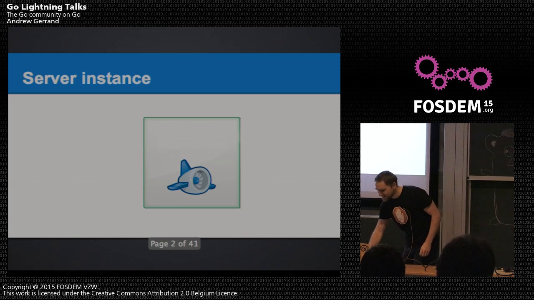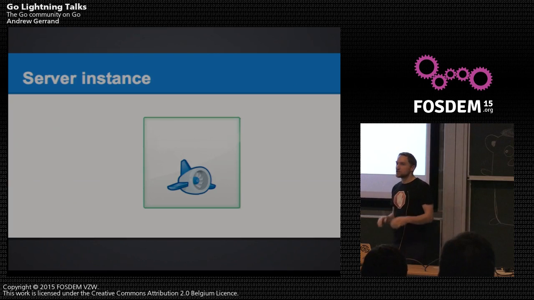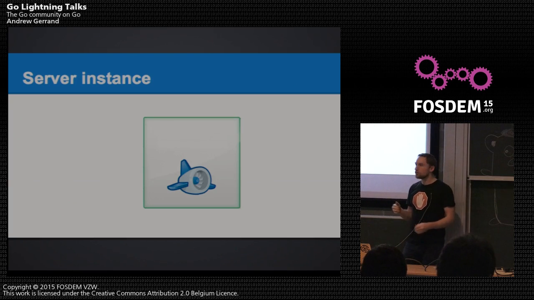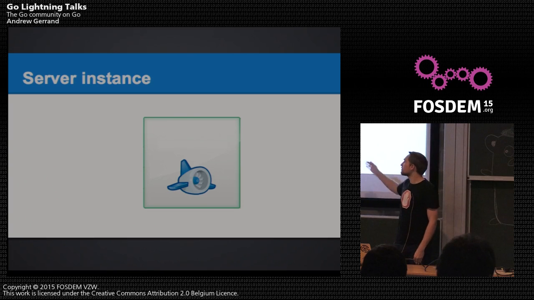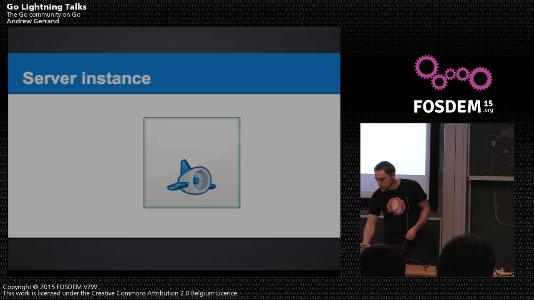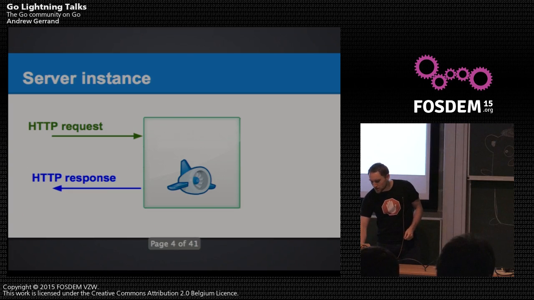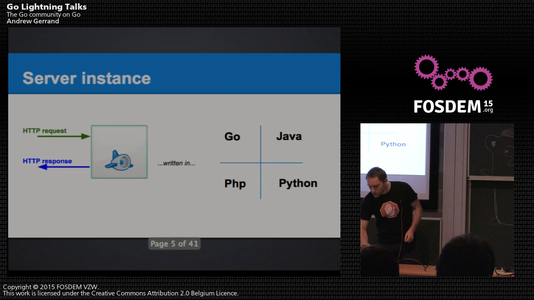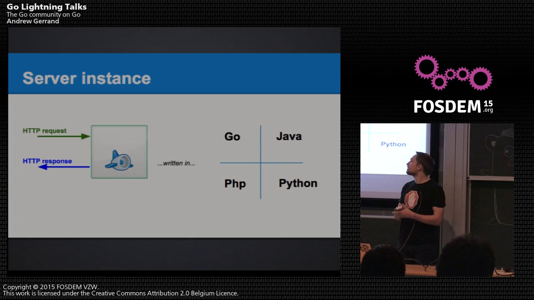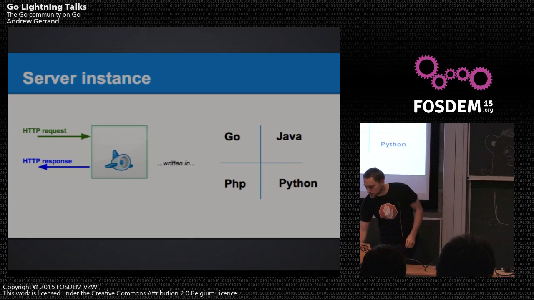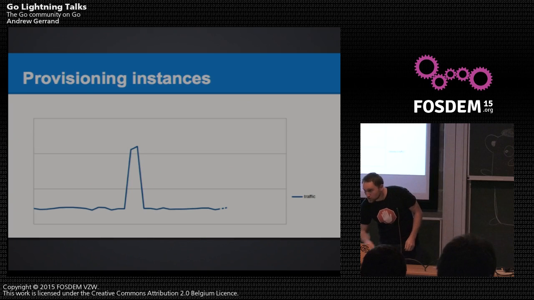Thank you. So this is a server instance. App Engine is platform as a service. You give code, and it runs the code, specifically web servers: HTTP in, HTTP out. You can write your code in Go, Java, PHP, or Python. It's a really huge thing that you can write in Go, because you can set up and deploy applications really fast with that.